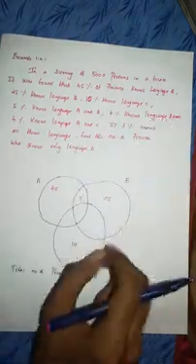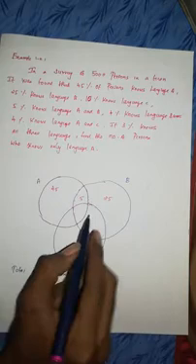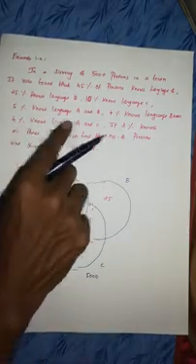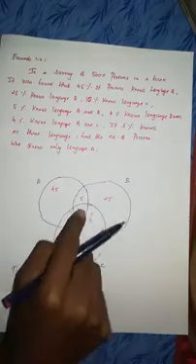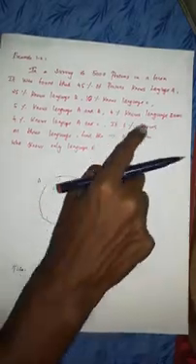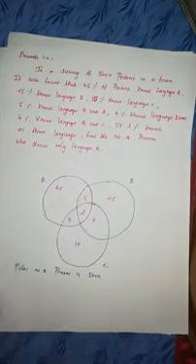4% know languages B and C. So the intersection is this part. It is 4%. And again 4% know languages A and C. So this is the intersection part of A and C. 3% know all three languages. Now find the number of persons who know only language A.